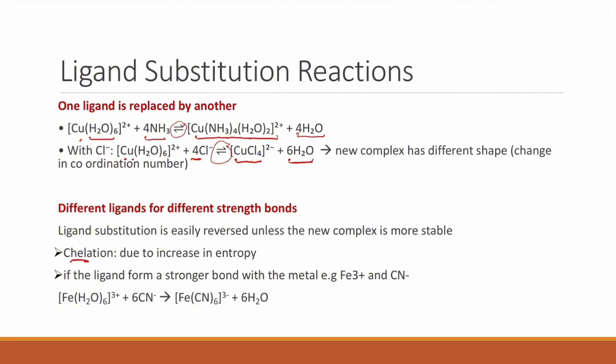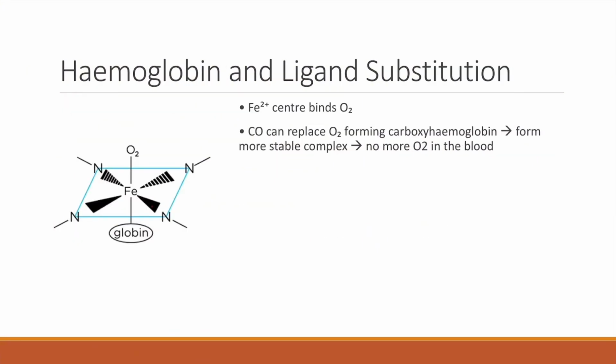Or it could be the case of the ligand forming a stronger bond with the metal. For example, when we have the iron 3 plus ion and cyanide, the cyanide can form a stronger bond with the iron than the water. So when you have the aqua ion of the iron 3 plus ion, and we have the cyanide, the complex formed here will be more stable. This is why the reaction will be pushed more.